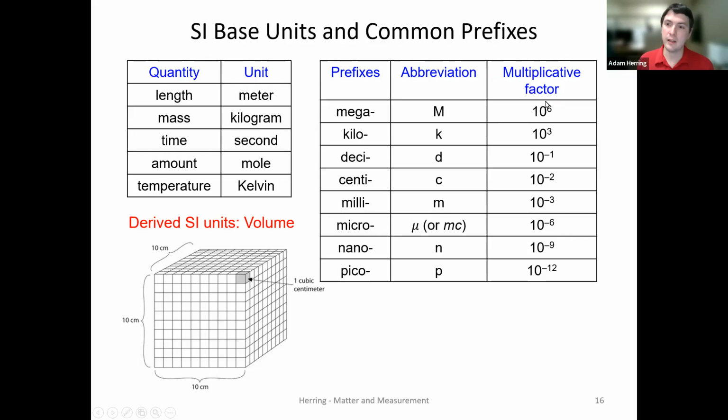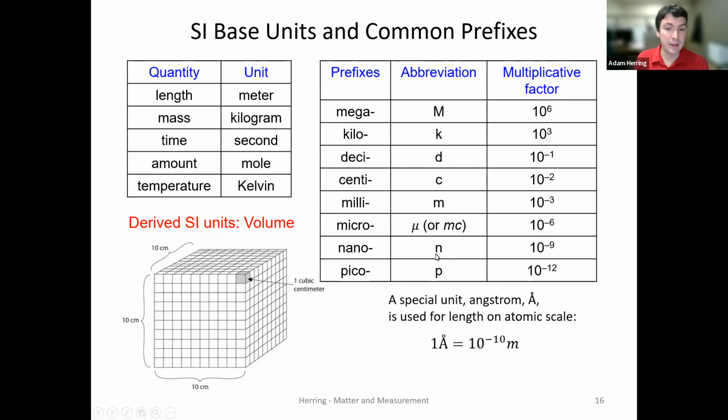So mega tells us that we have 1,000,000, kilo, 1,000, deci is 1/10, centi is 1/100th, milli is 1/1,000th, micro is 1/1,000,000th, nano is 1/1,000,000,000th, and pico is 1 trillionth. And so you want to be familiar with and able to use these different abbreviations.